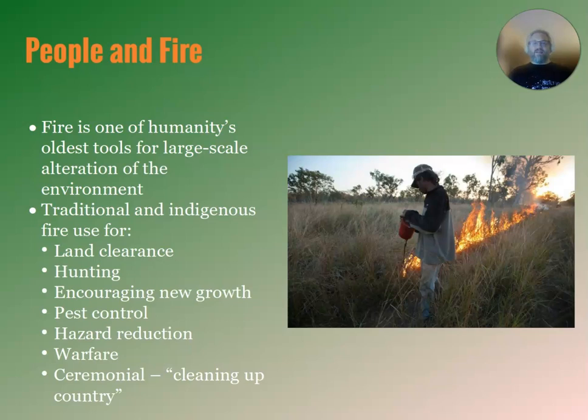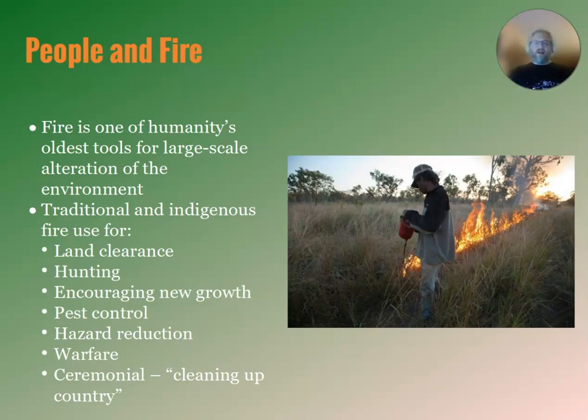And if we look at the use of fire by traditional and indigenous communities, we see a wide variety of reasons that people might deliberately light fires. So we might light fires to clear land. Fire, especially in the absence of power tools, is a pretty efficient way of clearing out the vegetation from some area that we want to turn into a pasture or a farm or build stuff there. Burning off what's there is an efficient way to clear that land.